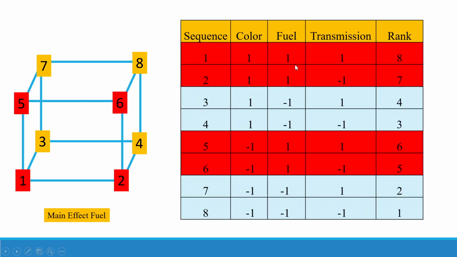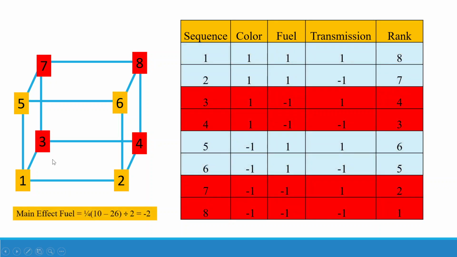So just focus here. We will take all those profiles where only 1 is there in fuel: 1, 1, 1, 1, and take its summation. Then we will take the summation of minus 1, minus the summation of the ranks of the profiles having minus 1, minus 1, minus 1, and minus 1. Which are these designs? 1, 2, 5, and 6. So next is 3, 4, 7, 8. So we have taken minus 1, minus 1, minus 1. So this is the main effect of fuel.